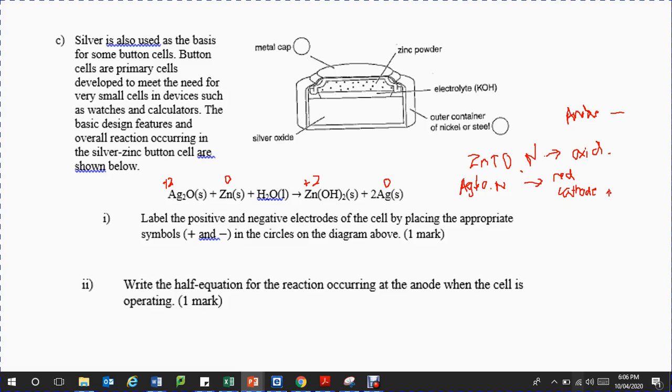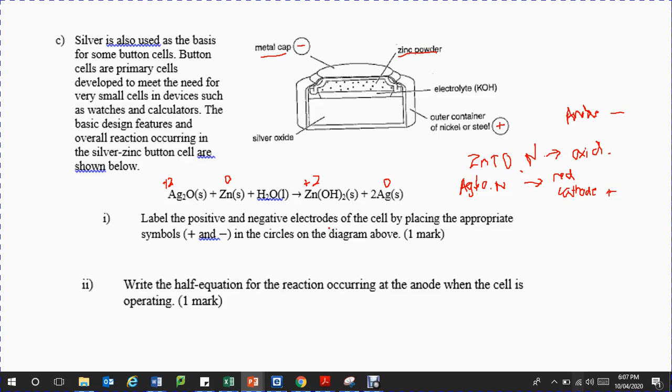Then I can look across to my diagram. Here I've got a metal cap and the zinc powder. This is where the zinc is being oxidized, so that's my anode, so that would be negative. Then down here I've got nickel or steel, and that's where my silver oxide is. So that must be my cathode, so that must be positive.